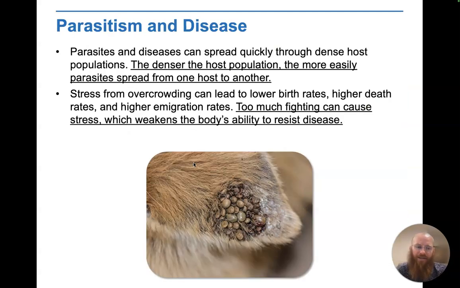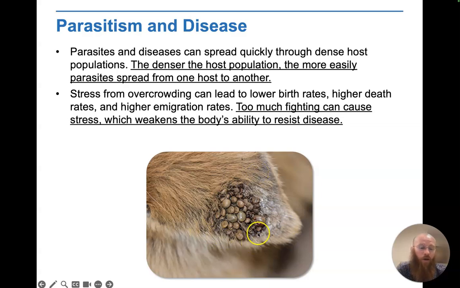We can look at parasitism and disease. These are other factors that depend on how dense a population is. Parasites and diseases are able to spread quickly when populations are more dense and there's more readily available hosts for those parasites to live on. So the denser the host population gets, the more easily parasites would be able to spread from one host to another. In this image down here, you can see a population of ticks. These ticks are parasites living on a dog's ear.